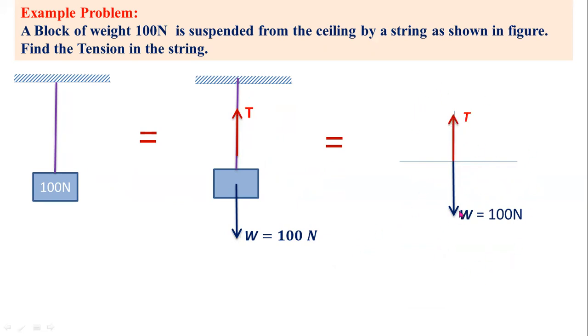From this free body diagram, you have to determine the unknown force T. Here the value of W equals 100 newtons, and the tension T is the unknown value. For determining this tension, you have to resolve all the forces along the vertical axis. The sum of all vertical forces, Fy, equals 0, since the given diagram is in an equilibrium condition.